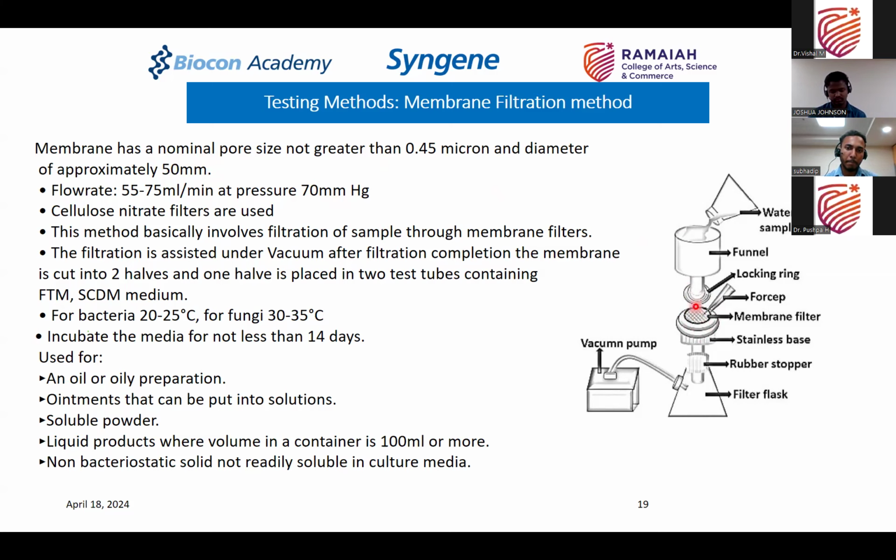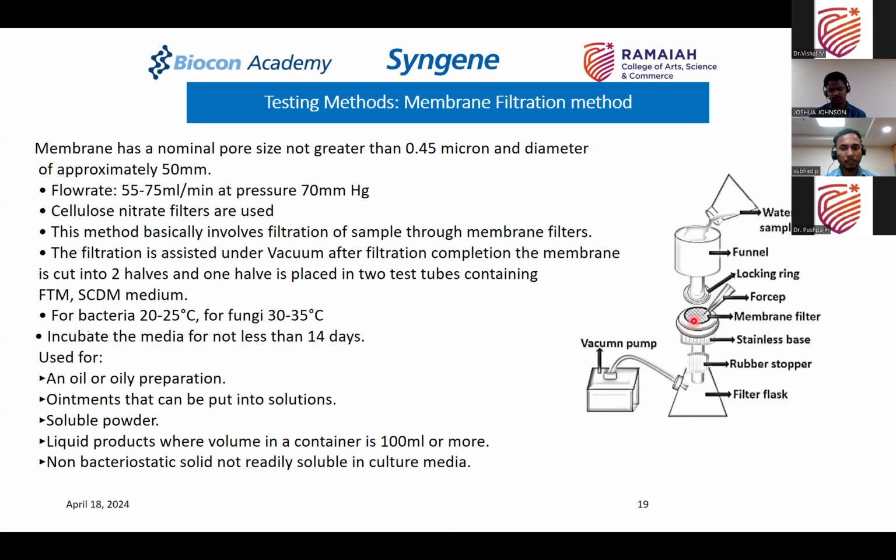Flow rate is the volume of sample passing through the filter, and that is 55 to 75 ml per minute. In 1 minute, only 55 to 75 ml of the test sample can be filtered, at a pressure of 70 mm Hg. This particular filter is usually made up of cellulose nitrate. So this is what the filter is.